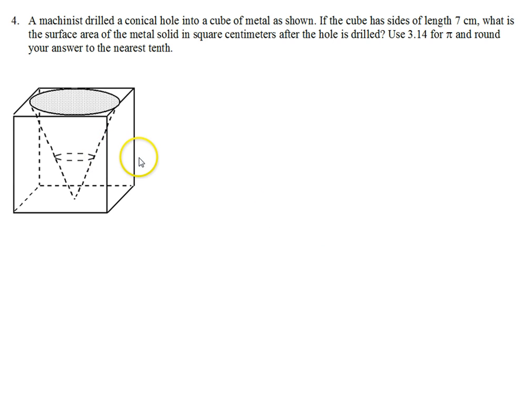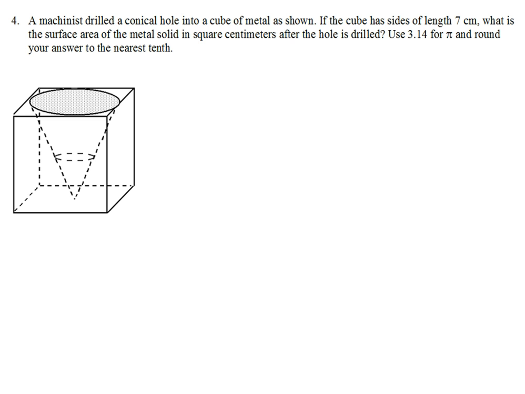what's going on, where we have a machinist that drilled a conical hole, so it's shaped like a cone, into a cube of metal as shown. It's pretty clear, right? There's the picture. If the cube has side lengths of 7, what is the surface area of the metal solid in square centimeters after the hole is drilled? And we're going to use 3.14 for pi, and we're going to round our answer to the nearest tenth.